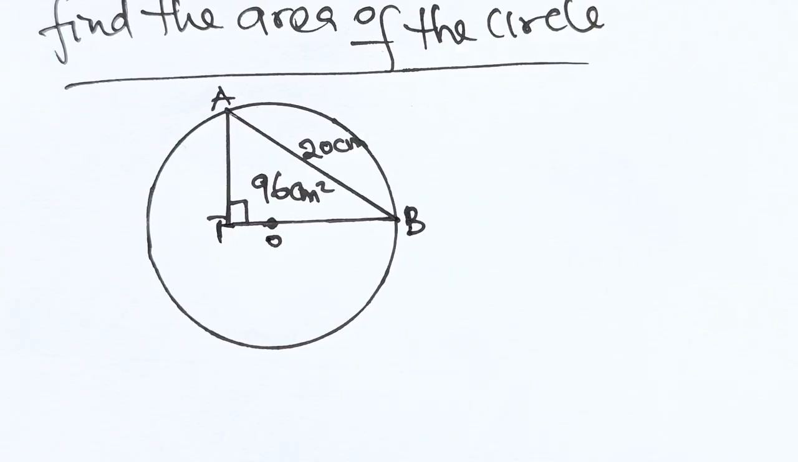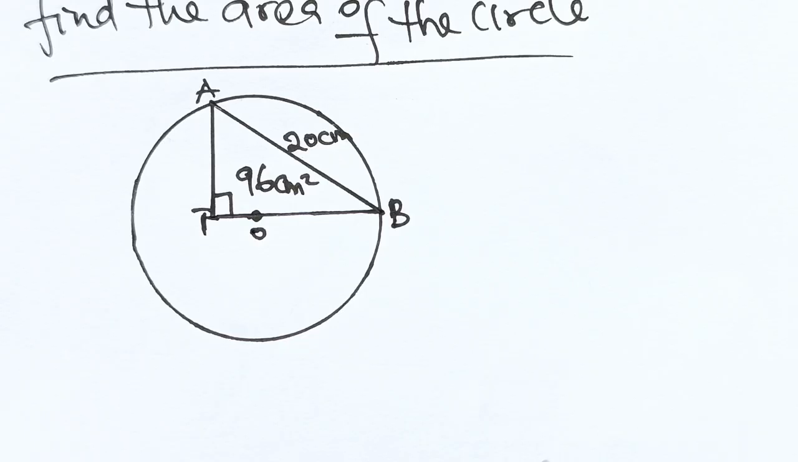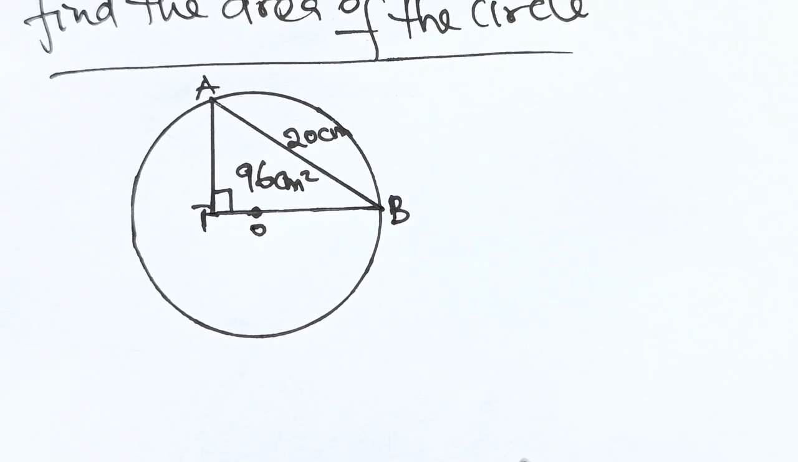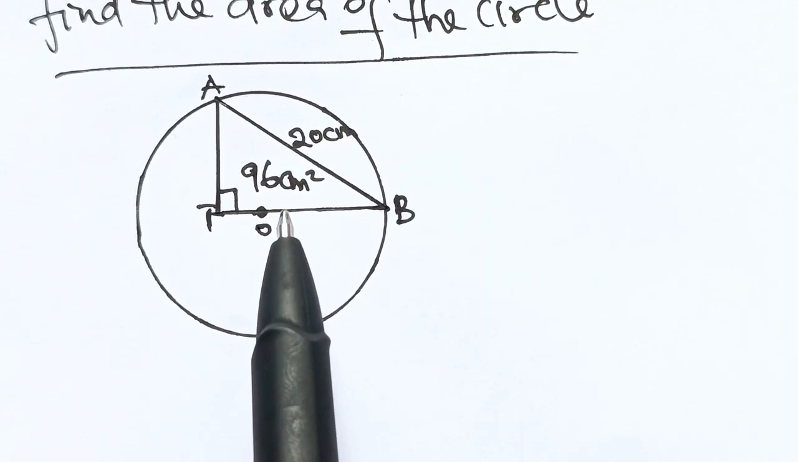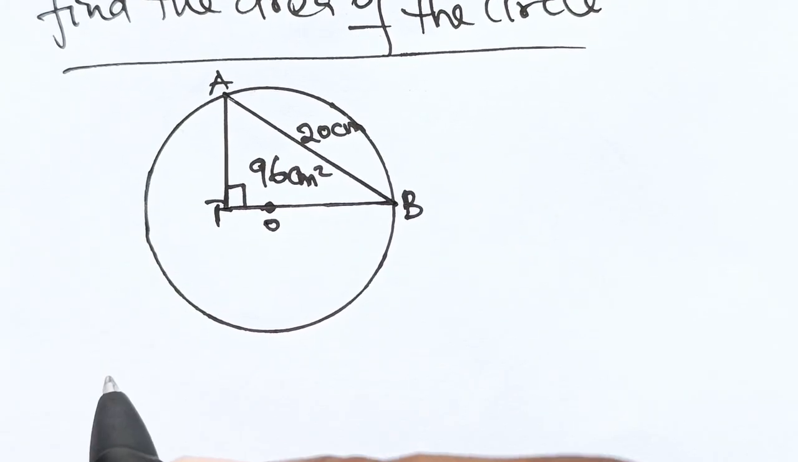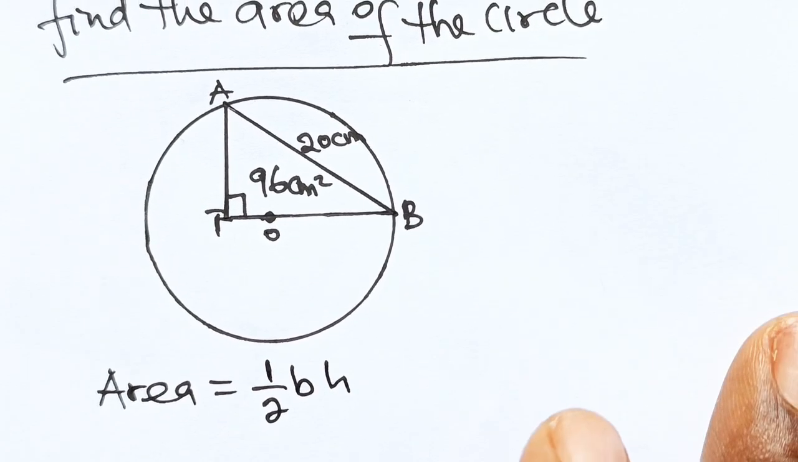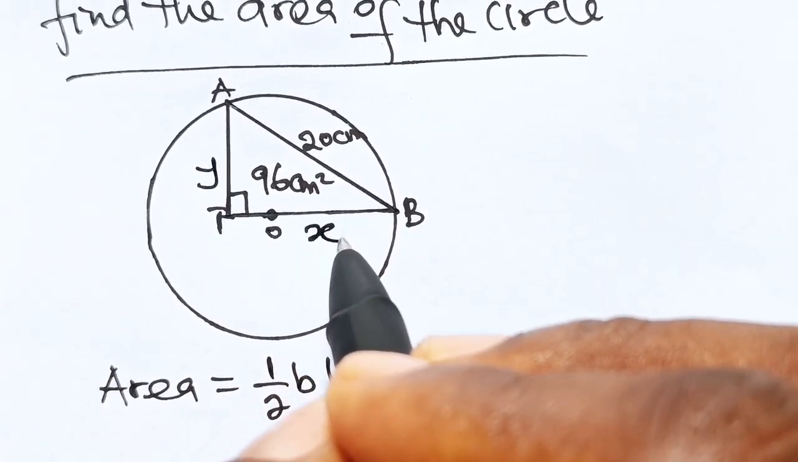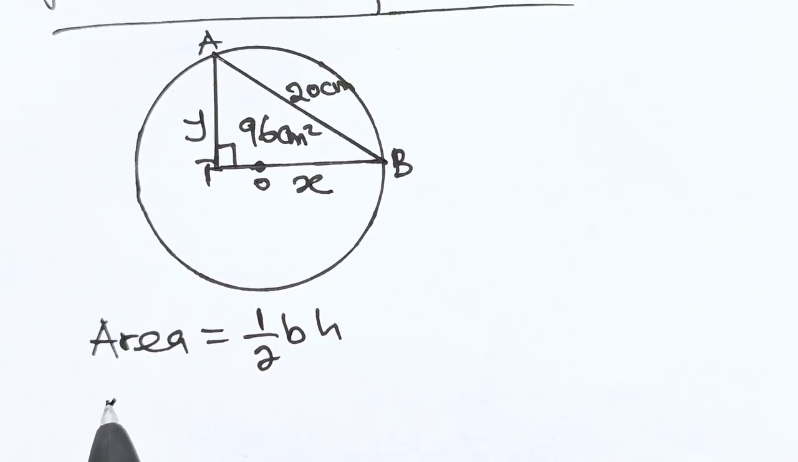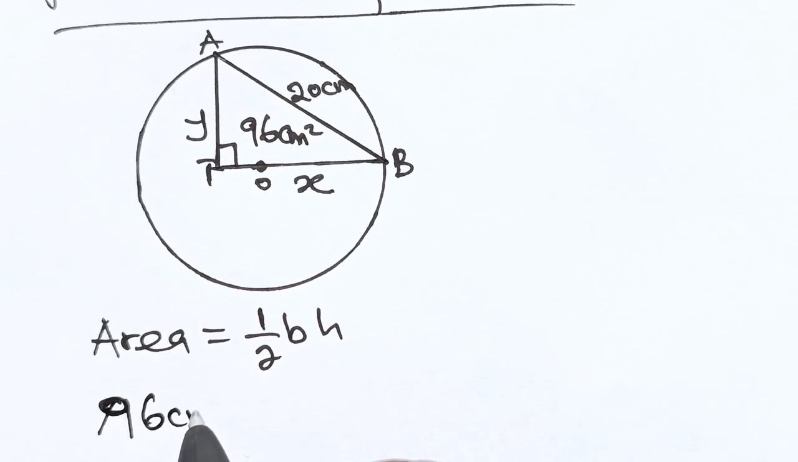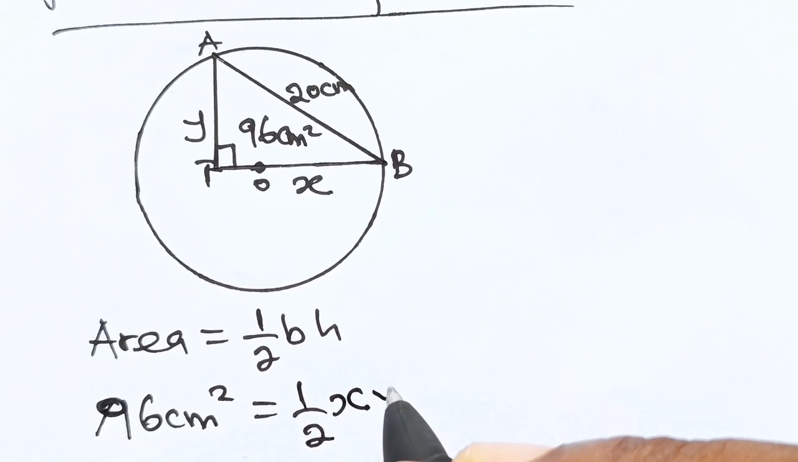Now let us work with what the examiner has given us, which actually tells us what we are expected to do in order to get the results. This is a right angle triangle and the area is given. So let's start with that. Area of a triangle is half base times height. So if we call this y and this x, the area of triangle ATB, which is 96 centimeters squared, is equal to half multiplied by x multiplied by y.